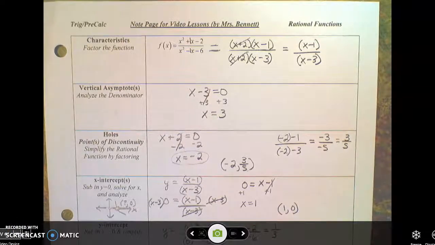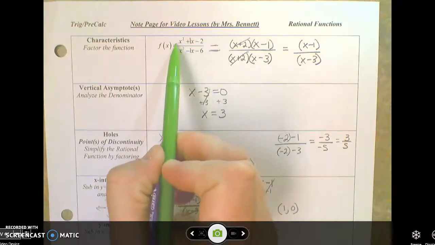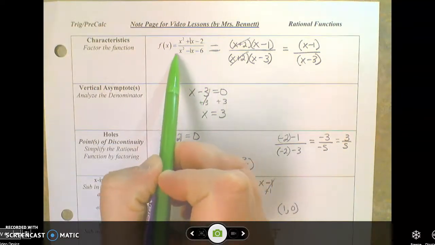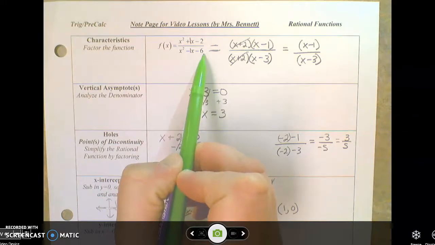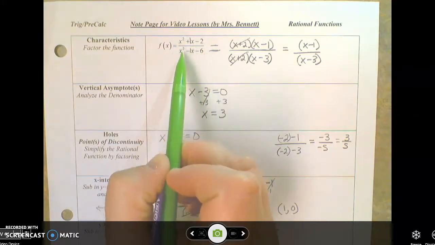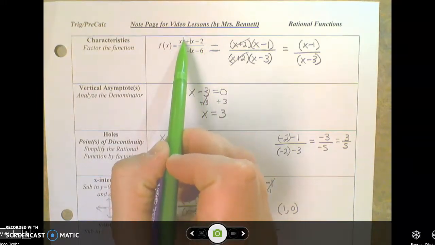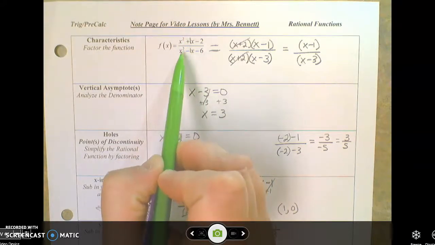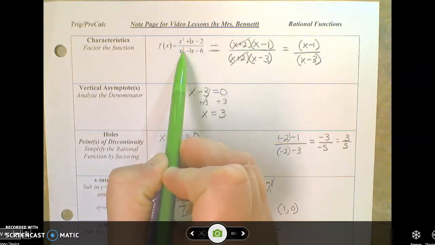Continuing on in our rational functions lesson, we are going to focus this time on horizontal asymptotes. Now, horizontal asymptotes is part 4 of your Gizmo, and you should have been looking at the degree of the numerator versus the degree of the denominator. So we always look at the unsimplified form for that. So right now, the degree of our numerator is 2, and the degree of our denominator is also 2.